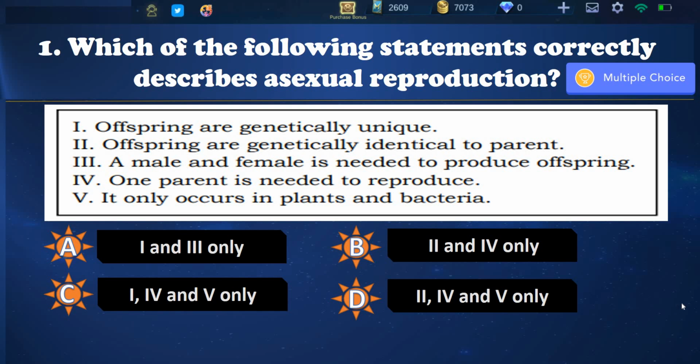Time is up. And the correct answer for number 1 is letter B, 2 and 4 only. So we have offspring are genetically identical to parent and one parent is needed to reproduce. That will be the answer.